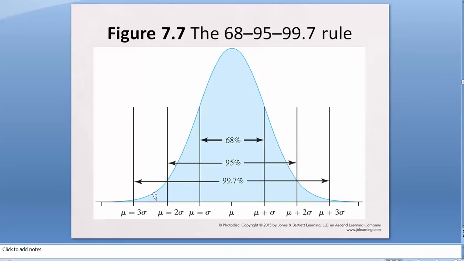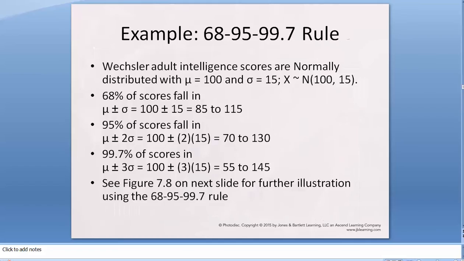Likewise, within two standard deviations you will have 95% of the observations, and to be more specific, 99.7% of the observations will be within three standard deviations. Only a very, very few, the remaining 0.3%, are outside these two little tails. All right then.